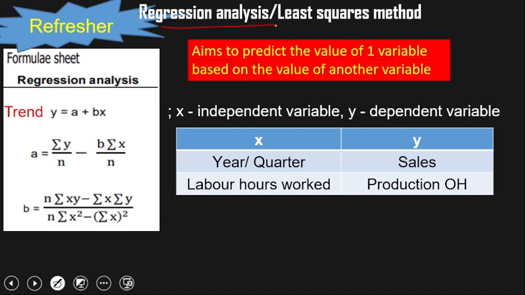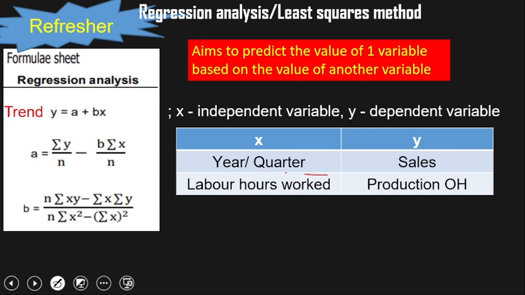Regression analysis aims to predict the value of one variable based on the value of another variable. So basically we have got two variables. One is the independent variable and the other one is the dependent variable. For example, the year or the quarter is X, or the independent variable, and sales is Y, the dependent variable, because sales is dependent on the year or quarter. So as the year or quarter increases, the sales may show an increasing trend or a decreasing trend. So basically sales is dependent on the number of years.